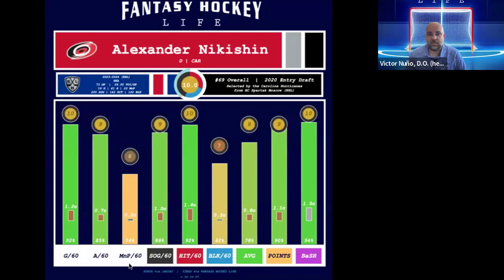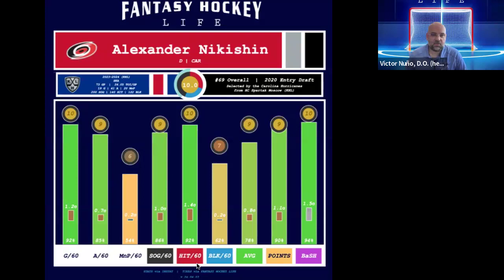We view minor penalties as a bad thing. So if they have a lot of minor penalties, this will be low. That's a bad thing. 10 is the best, one is not good. So if they don't take a lot of penalties, like zero penalties, they'd be 10 out of 10. So Nikishin doesn't take too many, but it's kind of average, close to average. Shots on goal per 60, he does shoot a lot, so 9. And then hits per 60, you can see off the charts.